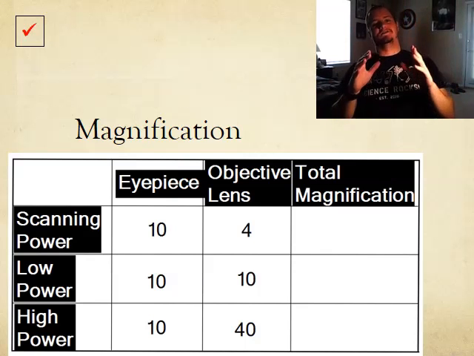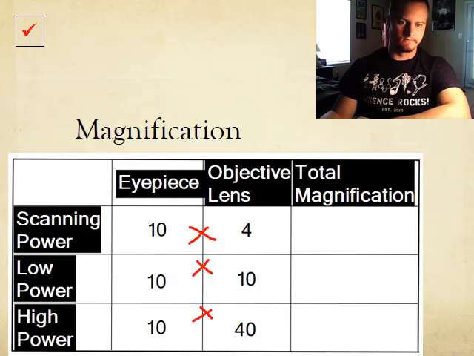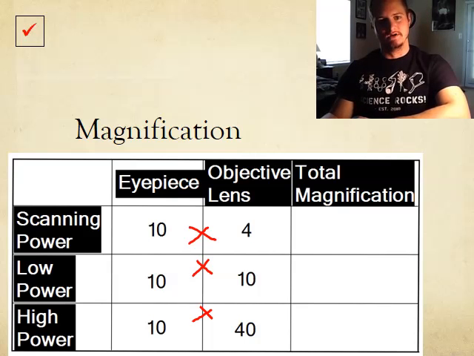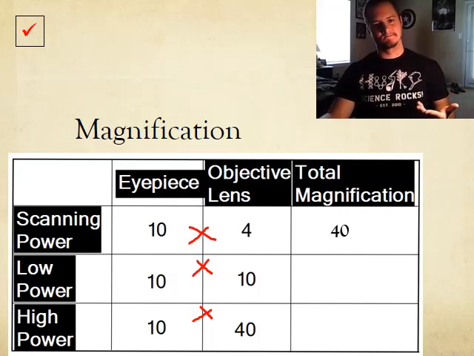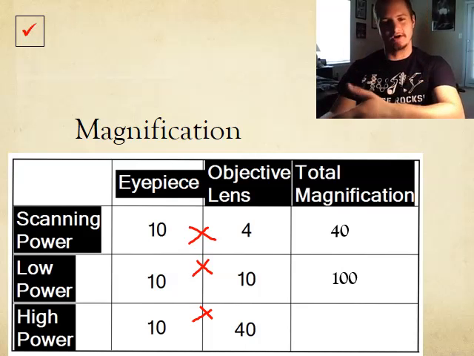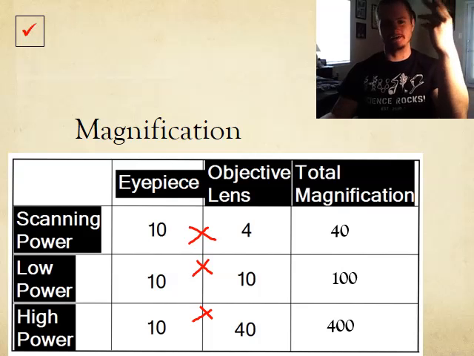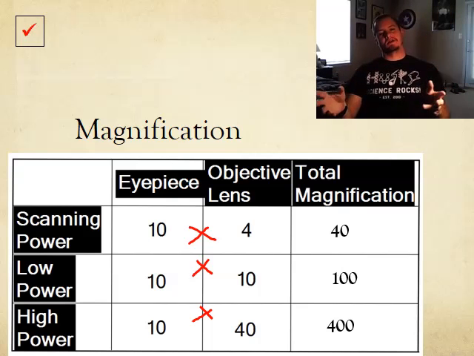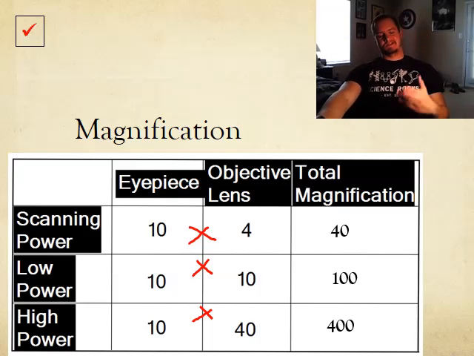Now, to calculate magnification, remember what we do is we multiply the eyepiece times the objective lens. So if we do that, for our scanning or low power, we have a total magnification of 40. So it's going to zoom in 40 times what it normally looks like. For medium power, 10 times 10 is going to give you 100. It's going to magnify the image 100 times. And finally, for high power, the objective lens is 40, the eyepiece is 10, that's going to give us a total magnification of 400 times. So you're really getting into the nitty-gritty. That's basically magnification in a nutshell.